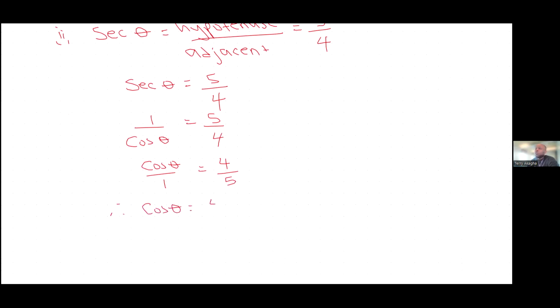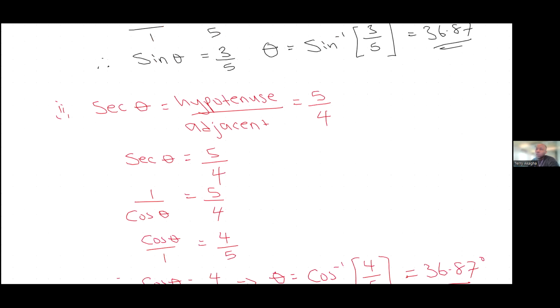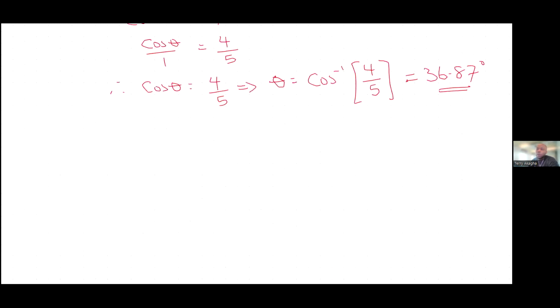But I'm not looking for cos theta, I'm looking for theta. So theta is going to be equal to the cos inverse of 4 over 5. And when you press your calculator for that, it's going to still give you the same thing as 36.87 degrees. Okay, so you see, using sec, using cosec, we are getting the same thing. All right, let me throw in the last one, which is cot now, and see if I'm going to get the same thing with cot.